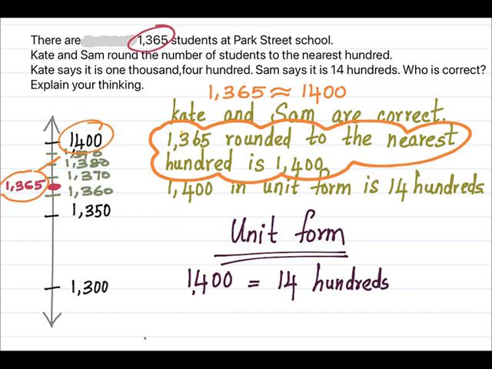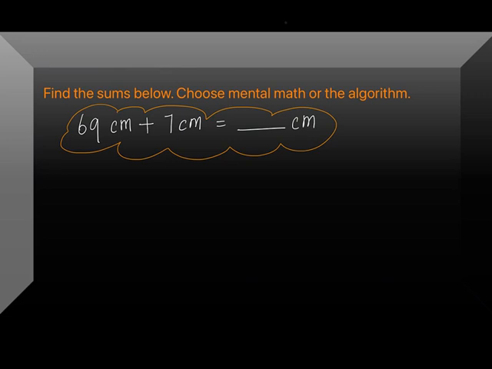So in this case, both Sam and Kate are correct. Okay, find the sums below. Choose mental math or the algorithm. So, mental math, you have to think and do it. Whereas algorithm is a standard algorithm, which is a normal vertical method of subtraction or addition.